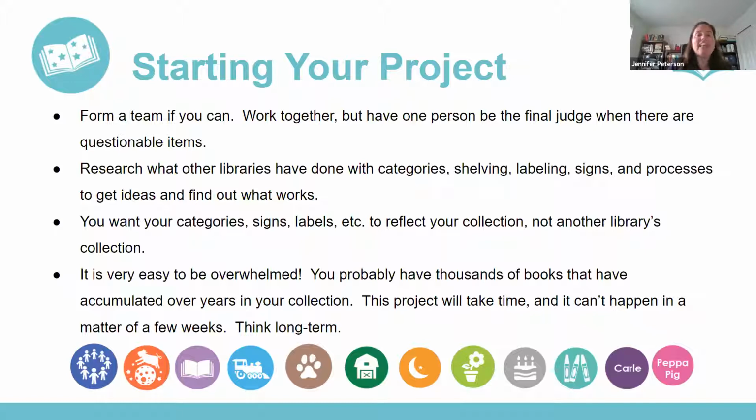Most importantly, this project will take time. This took us just about a year to do from start to finish, and we had 3 people at a minimum working on this. It's not going to happen in a matter of a few weeks. You have to think long-term and about the impact this is going to make on your kids or the members who are using your collection.